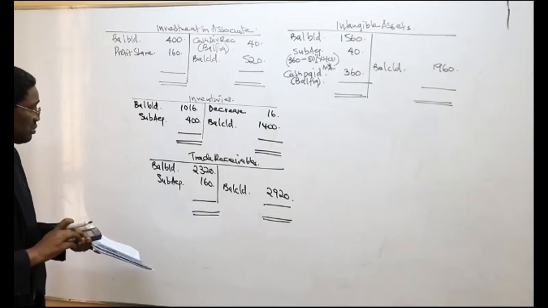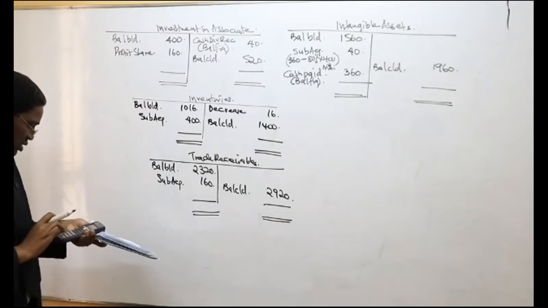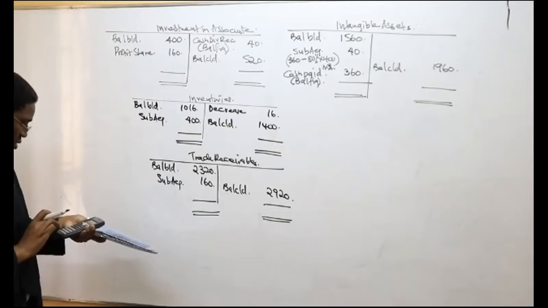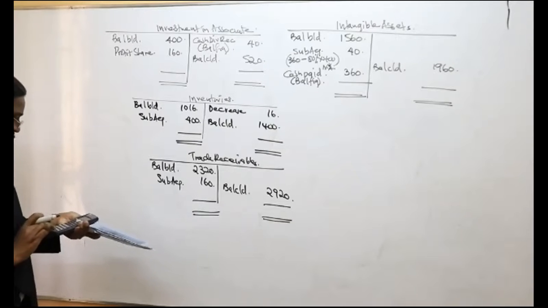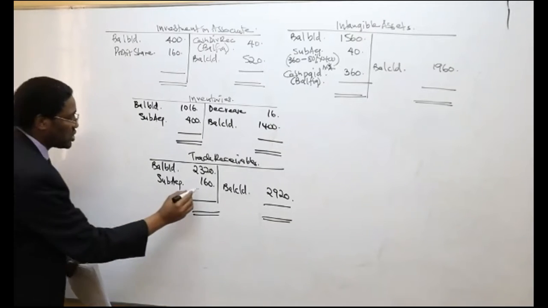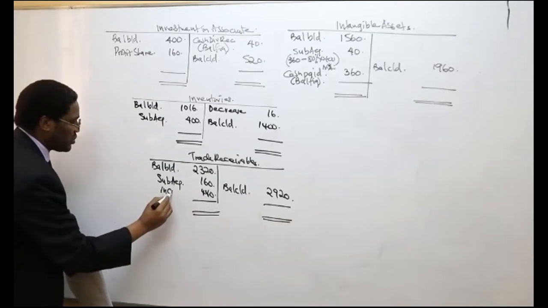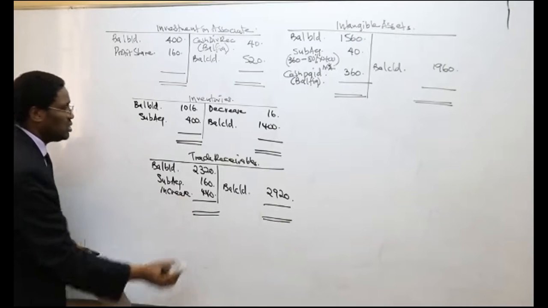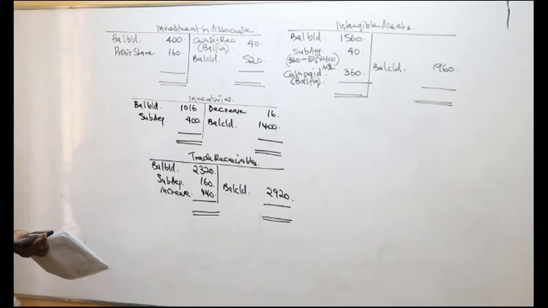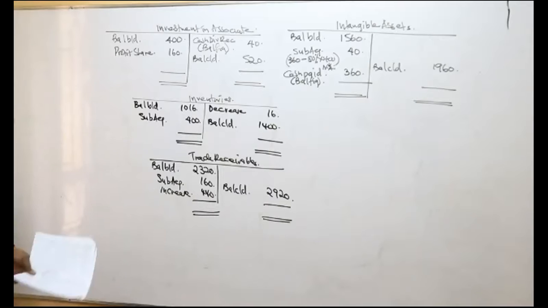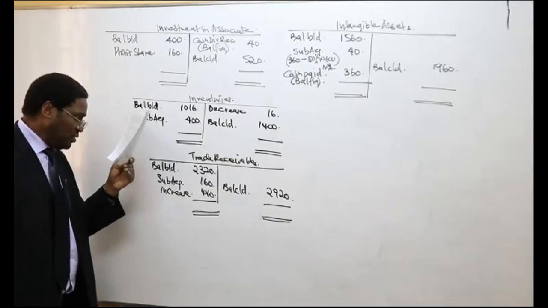This looks like we must calculate. The one side is 2920. The other side is 2320 and 160. I'm getting a difference of 440, and it's on the debit side, and that obviously represents an increase in debtors. So I'm through with the debtors account. Now we go to the next one.